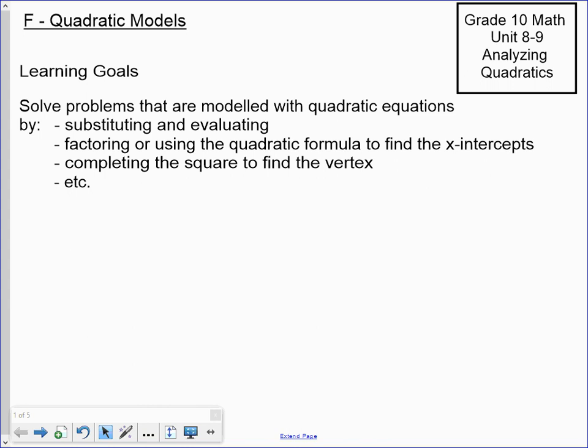This is section F here. This is called quadratic models. And what we're basically going to be doing in this section is solving word problems that are situations that can be modeled with quadratic equations or quadratic functions.